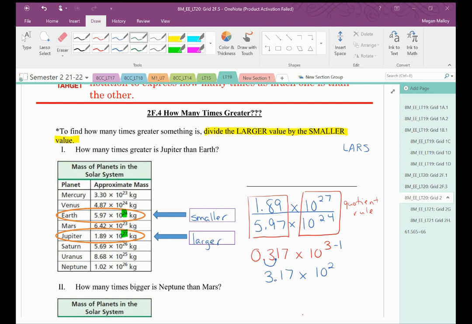Now, to answer the question of how many times greater, yes, I have the value in scientific notation, but that doesn't always mean the same thing to everyone. So we're going to place it into standard form. To do that, I'm going to take my decimal and move it 2 places to the right. 1, 2. So that means that Jupiter is about 317 times the size of Earth.